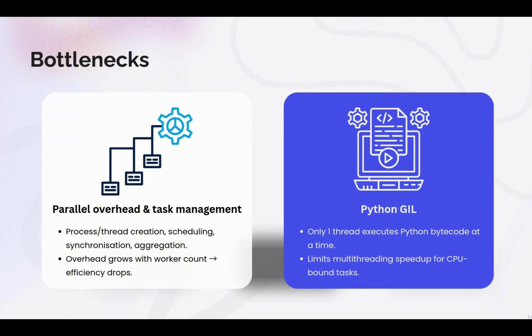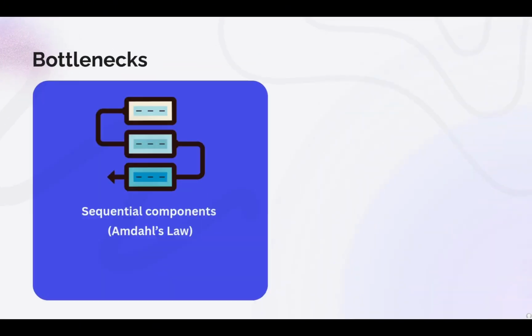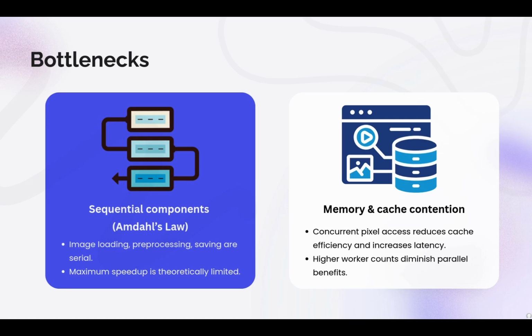The second bottleneck is Python's global interpreter lock. Because of the GIL, only one thread can execute Python bytecode at a time. This significantly limits the speedup achievable by multi-threading, particularly for CPU-bound tasks, which explains why multi-threading performs worse than multiprocessing under high load. The third bottleneck relates to sequential components in the image processing pipeline, such as image loading, pre-processing, and saving. According to Amdahl's law, the serial fraction of the workload limits the maximum speedup achievable, regardless of how many cores we add. This aligns with our observation that speedup eventually plateaus.